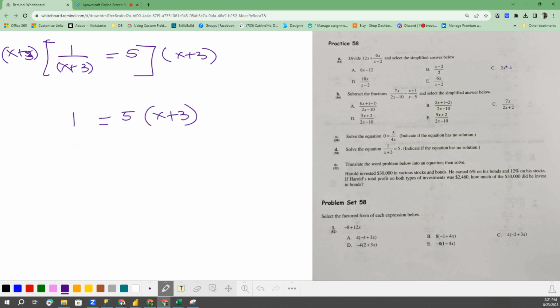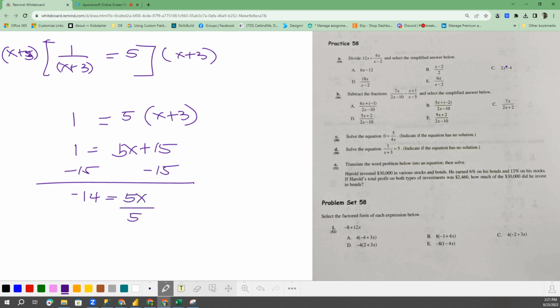And so now you have 1 equals 5x plus 15, minus 15 on both sides. Okay. All right, so negative 14 equals 5x, and then you divide by 5, you divide by 5. So therefore, your x equals negative 2.8. That is your x, okay? So now we need to check because your x is in the denominator. You have to check now.